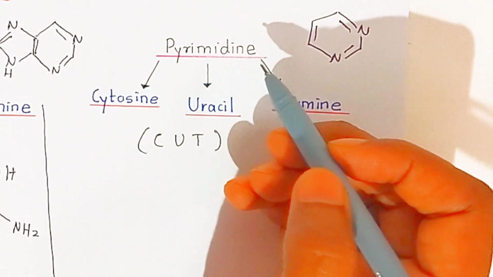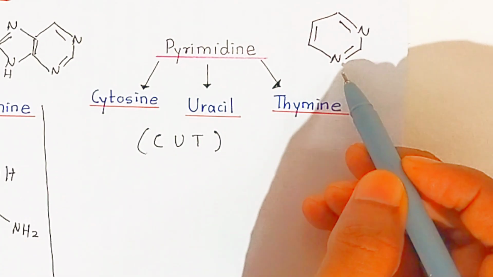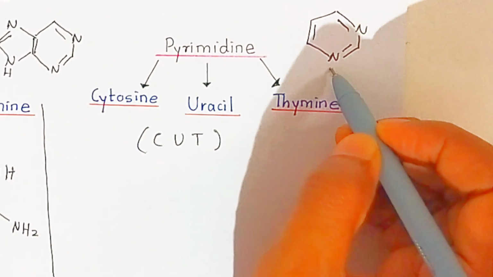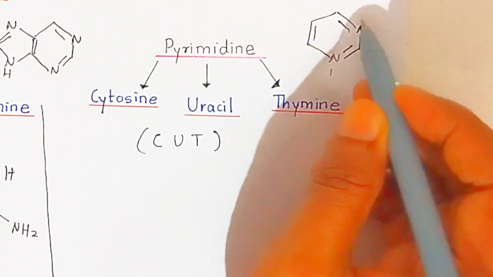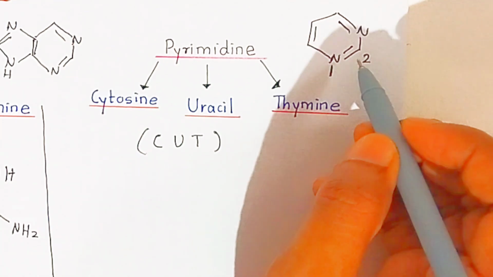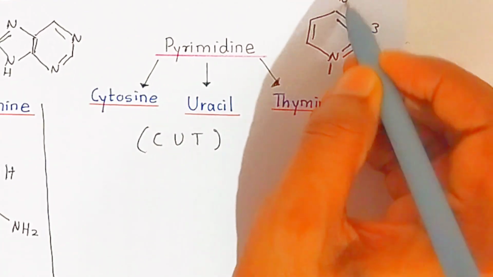Okay, students. So this is called pyrimidine. Understanding, students? If this is carbon number 1, this will be the 2. If you are starting the numbering, this nitrogen will come first. This will be the second, 3, 4, 5 and 6.